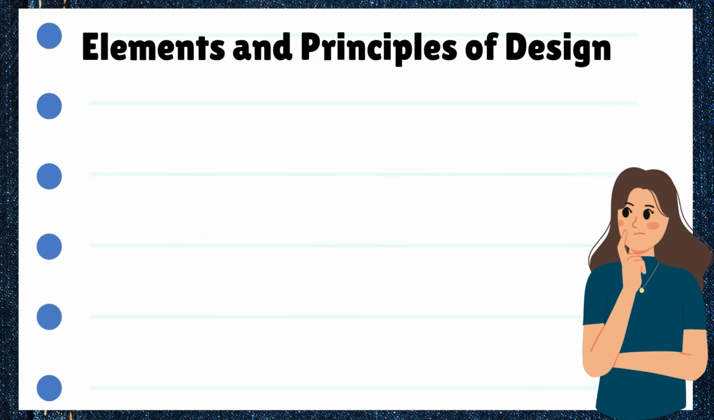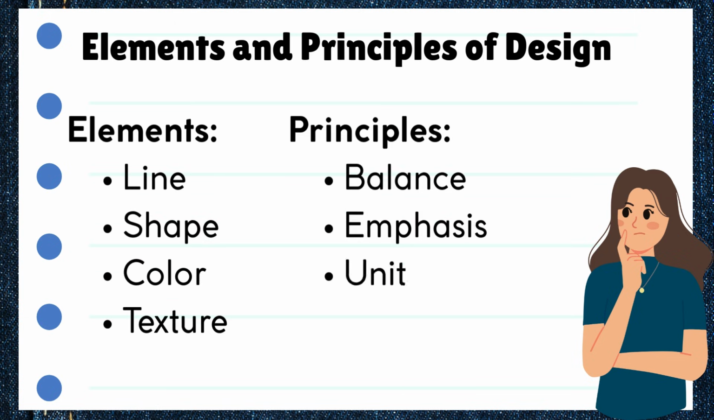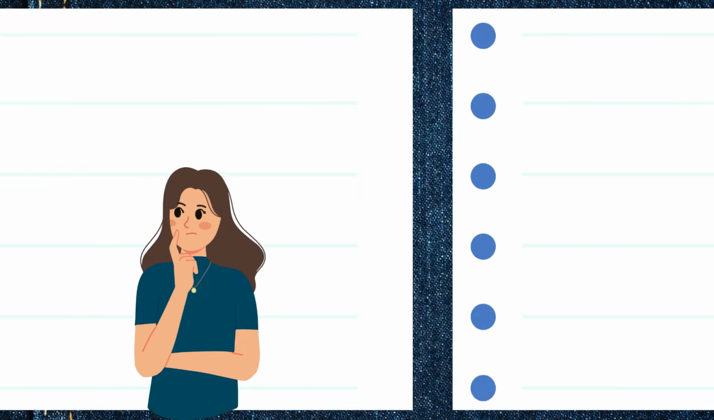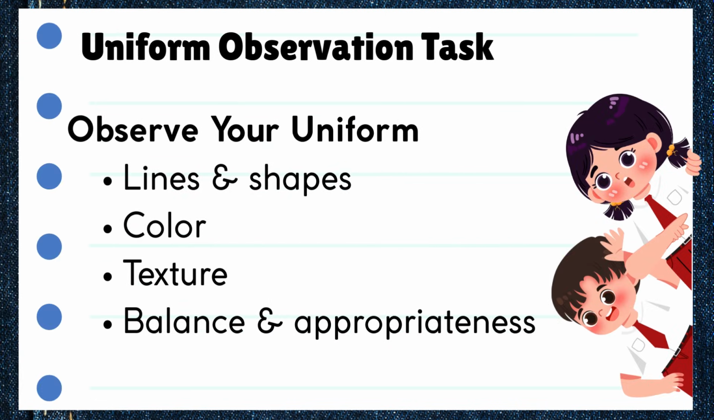Let's recall what we studied before. What are the elements and principles of design? Elements: line, shape, color, texture. Principles: balance, emphasis, unity, proportion, rhythm, guided recall. Observe your uniform. Identify design characteristics. Analyze comfort. Check a safety picture. Share observations. Uniform observation task.